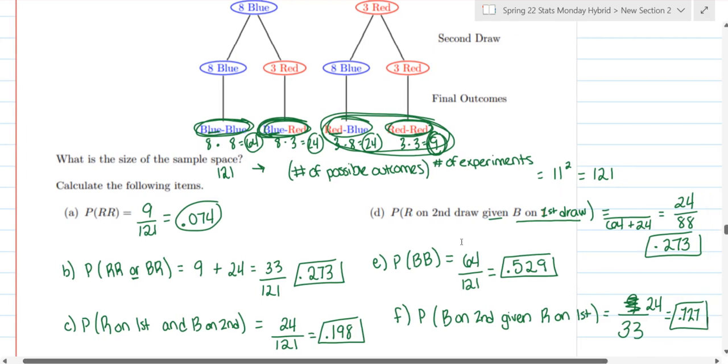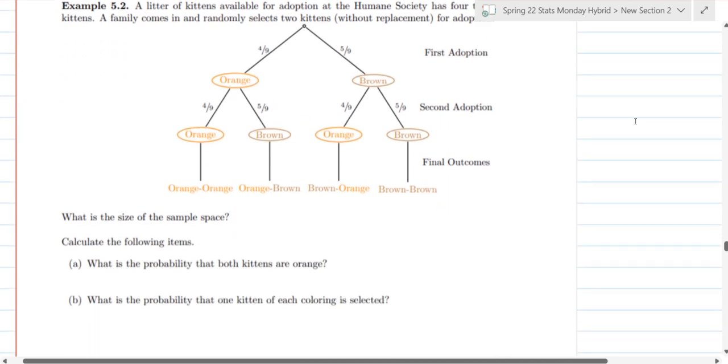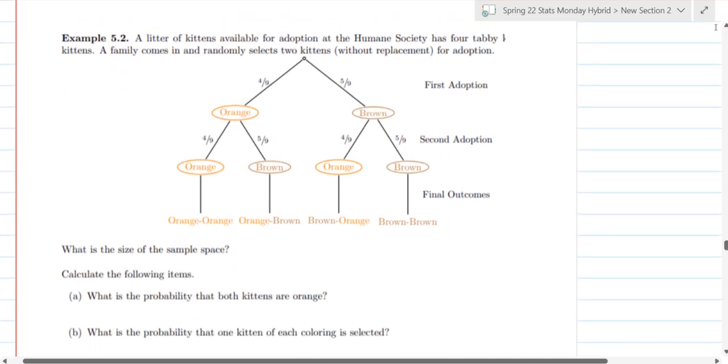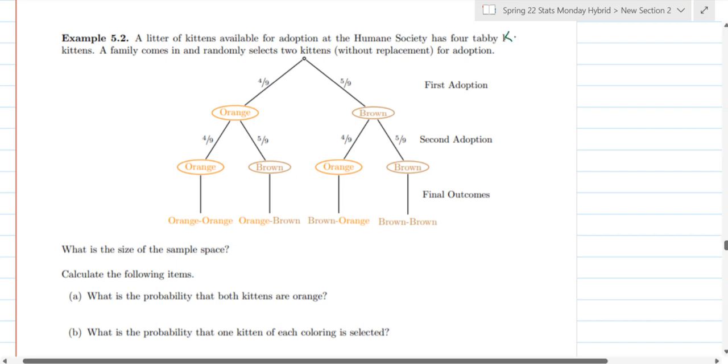Okay, let's look at another example. So we have a litter of kittens available for adoption at the Humane Society. They have 4 tabby kittens and 5, I think that's supposed to be brown, sorry. 5 brown.